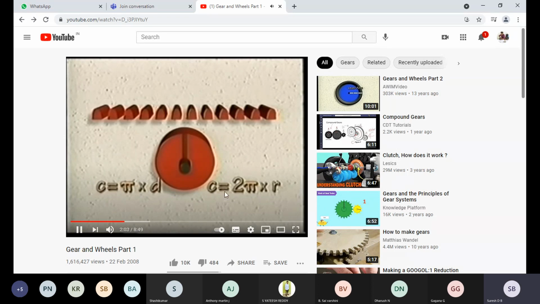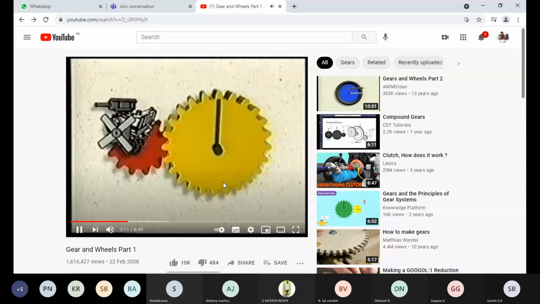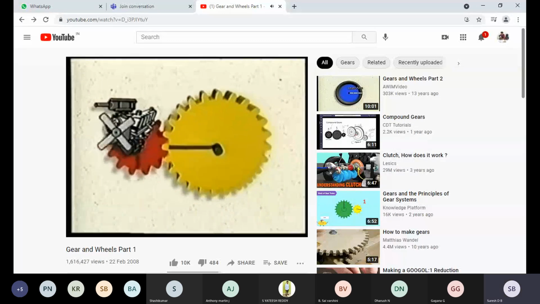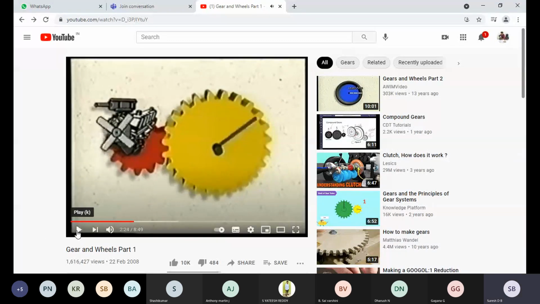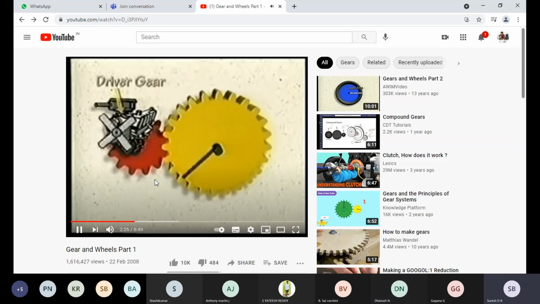Okay, like that you can find out the circumference: 2 pi r, or C equals 2 pi d, where d is the diameter of the gear. In this case, which rotates at maximum speed, the larger gear or the yellow one? The smaller diameter gear is rotated at maximum speed.